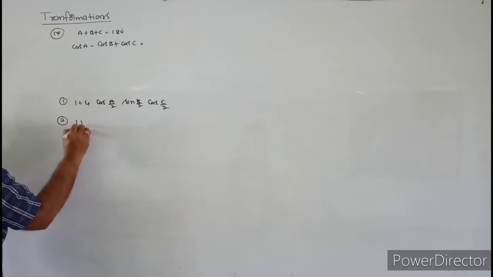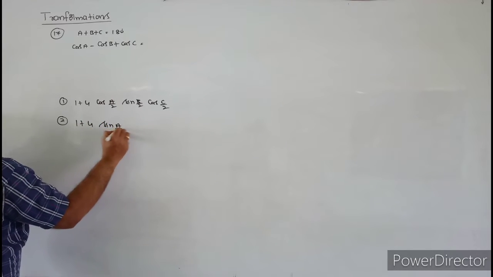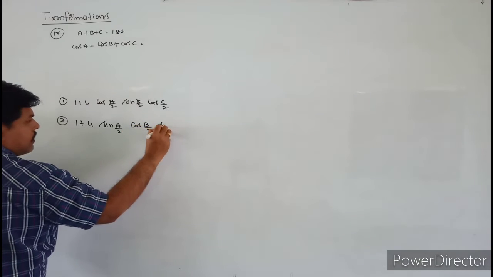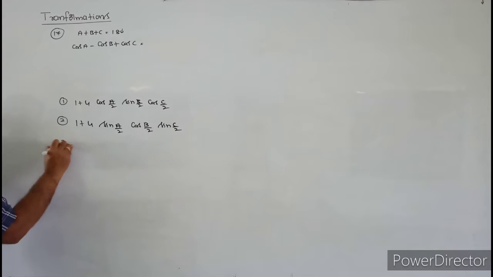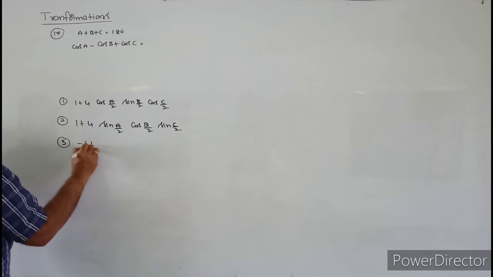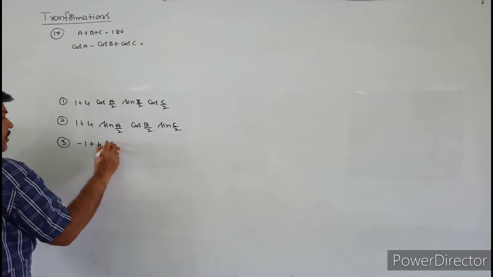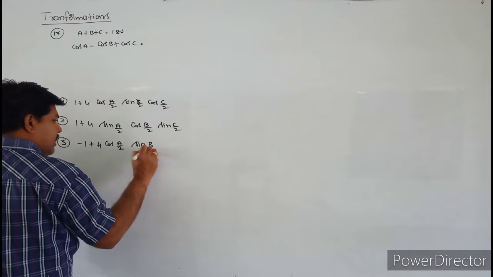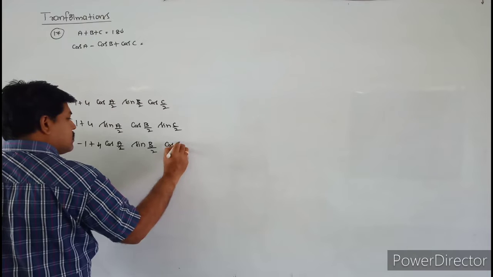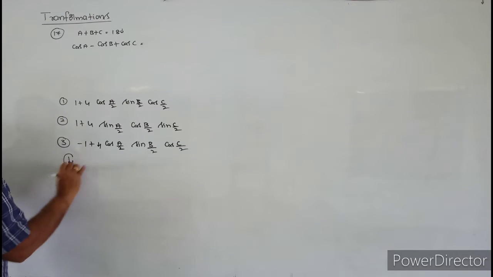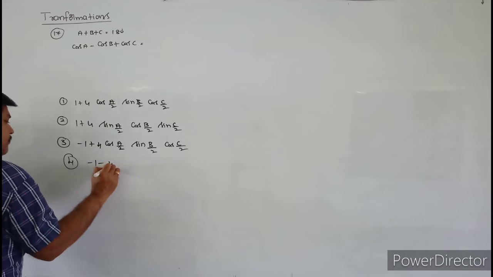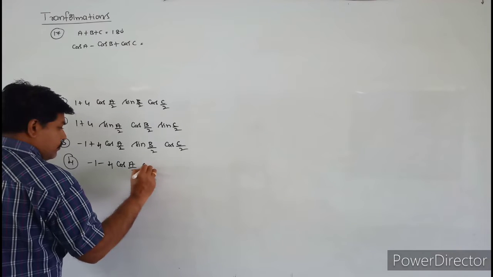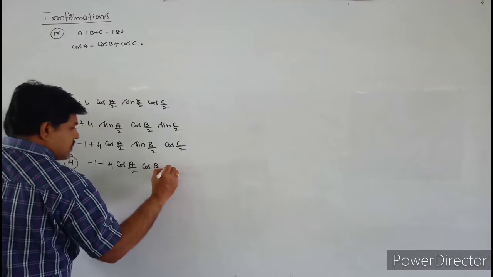Option 1: 1 plus 4 sin A by 2, cos B by 2, and sin C by 2. The next one: minus 1 plus 4 into cos A by 2, sin B by 2, and cos C by 2. And the fourth one is minus 1 minus 4 into cos A by 2, cos B by 2, and sin C by 2.